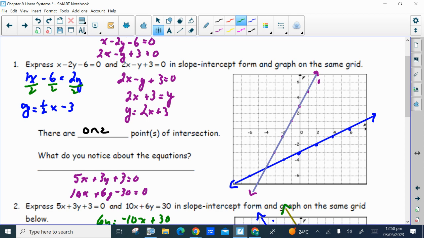So what we could say here is that the x and y terms are not multiples of each other. If they're not, then it doesn't really matter what the constant terms do. So again, the x and y terms are not multiples of each other.